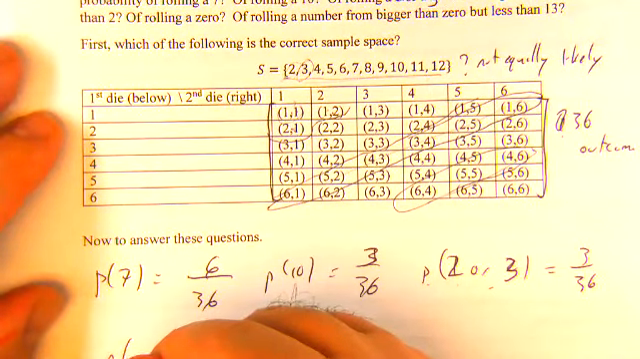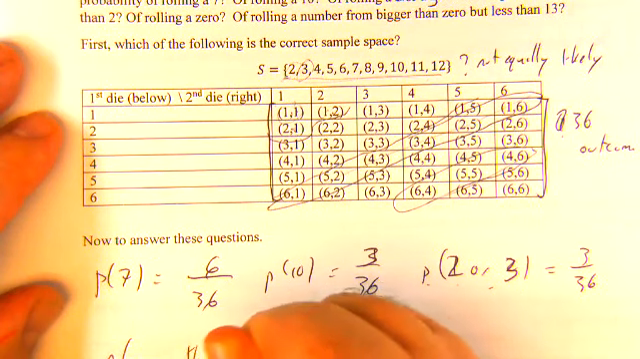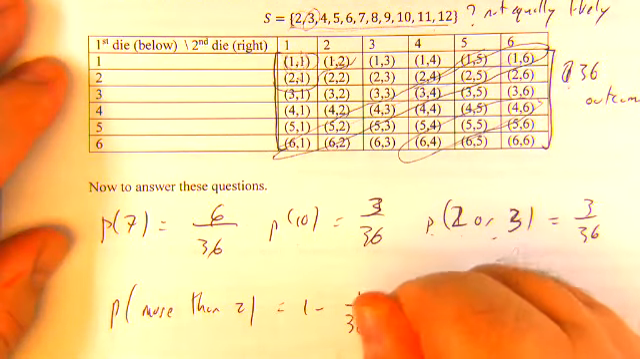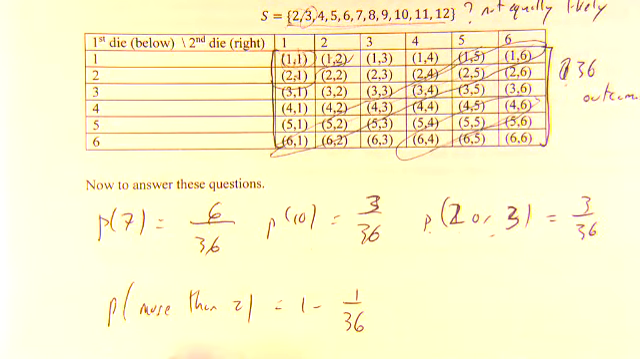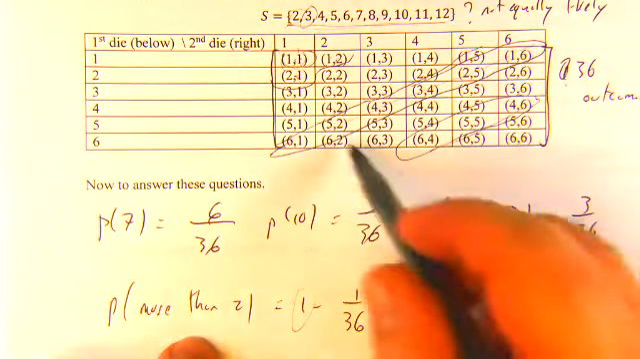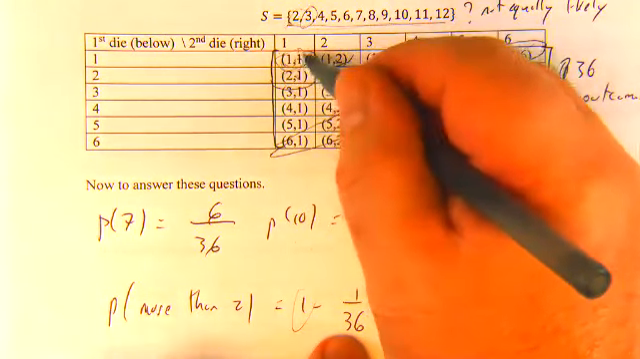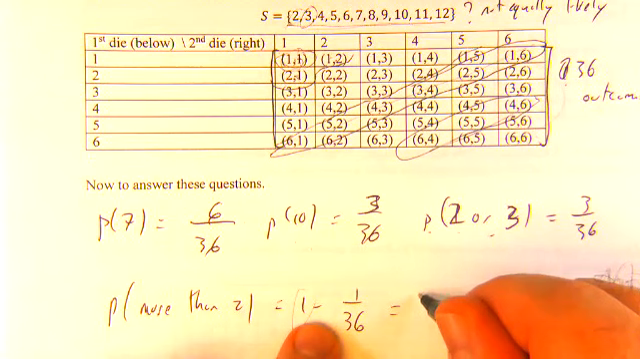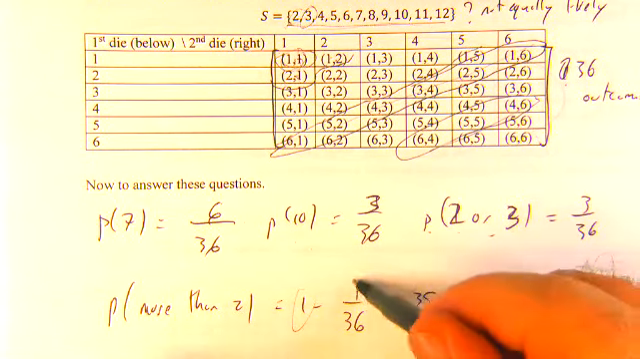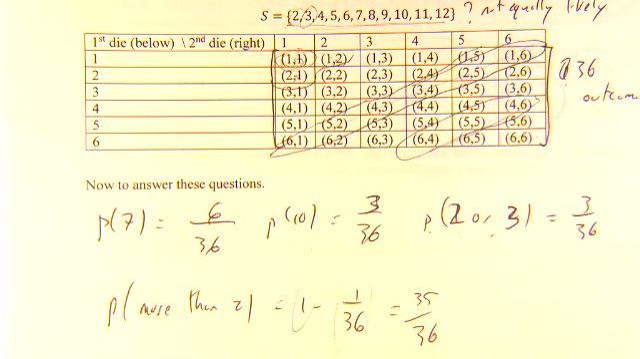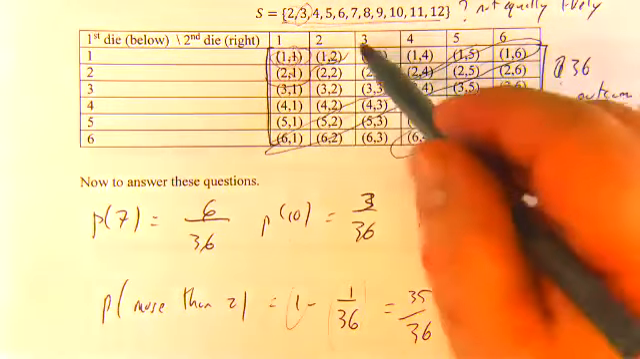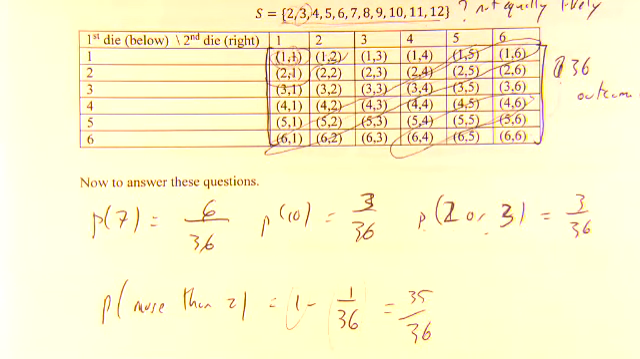Rolling a number greater than 2. Well, the only way to get a 2 is this. So that's a complement. 100% chance of getting one of these outcomes. There's only 1 in 36 chance of getting a number that's not more than 2. So the probability of getting a number that's more than 2 is 35 out of 36. There's 1 out of 36 ways to get a number that is exactly 2. So 35 out of 36 is the way to get a number that's more than 2.